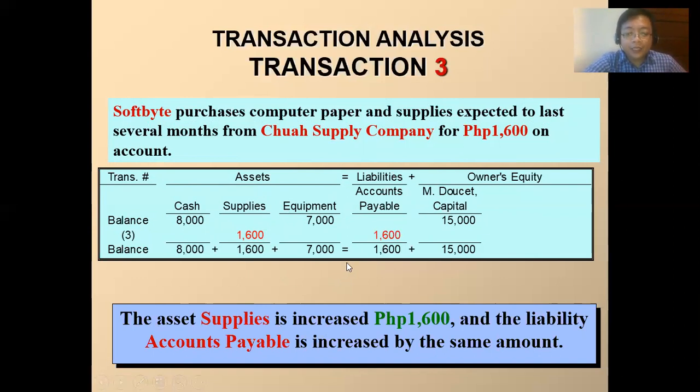Are they equal? This is 16,600. On the other side, 16,600. So it is still balanced. Assets equals liabilities plus your owner's equity. All right? This is simple recording of transactions.